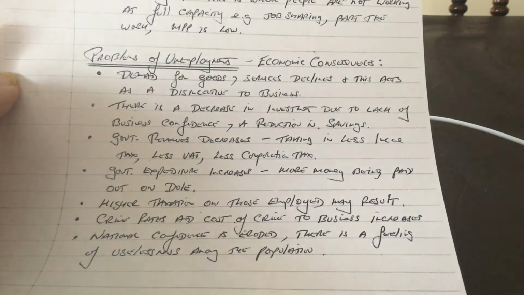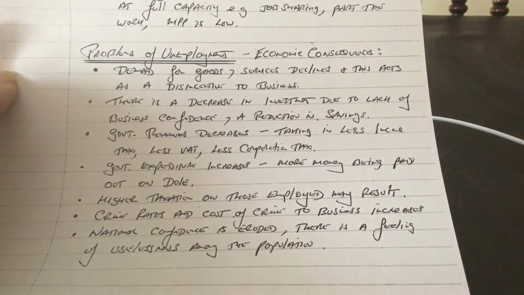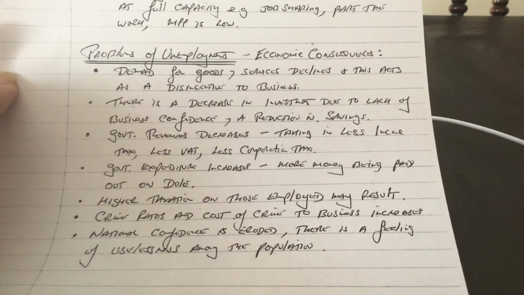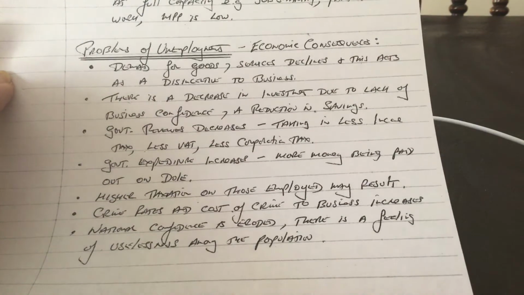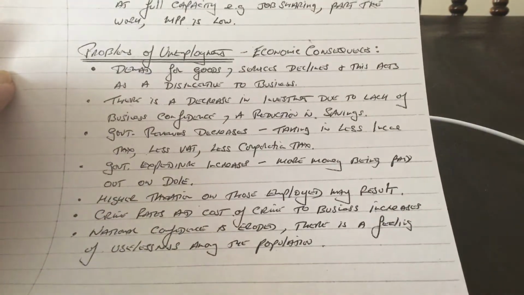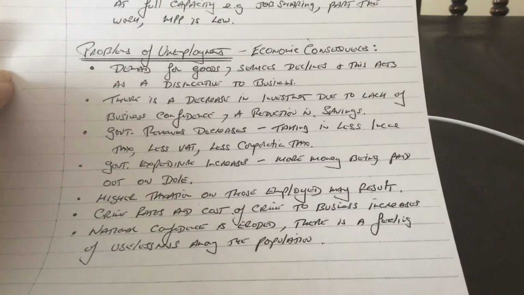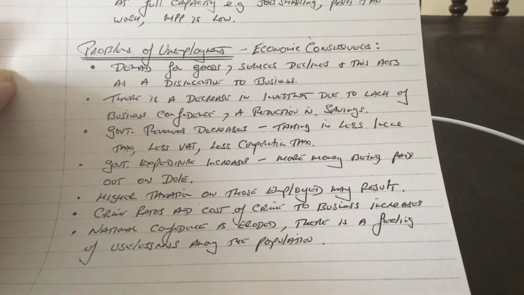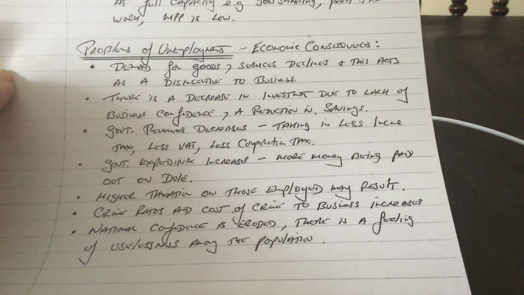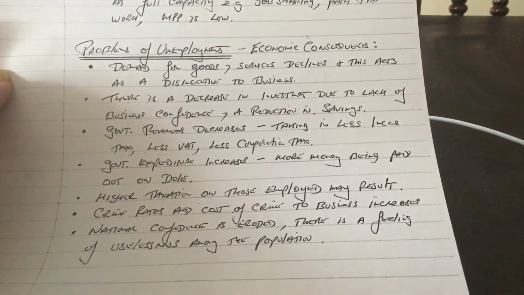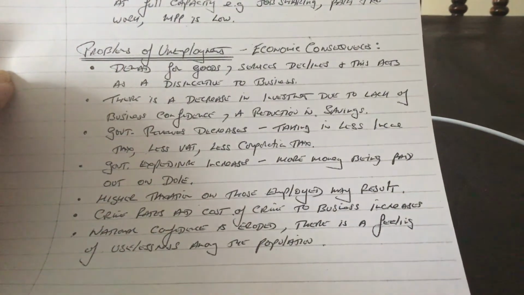The next one is higher taxation on those employed may result. Absolutely, those employed have to pay more tax. In fact, during the Great Recession, new taxes were introduced to pay for the unemployment. Crime rates and the cost of crime to business will increase, and national confidence will be eroded. There is a feeling of uselessness among the population. Now, I would learn any four of those.